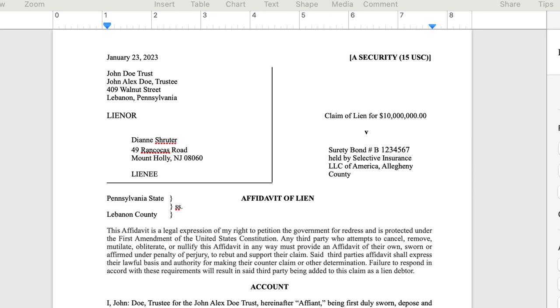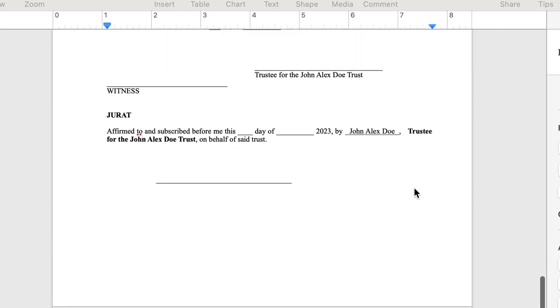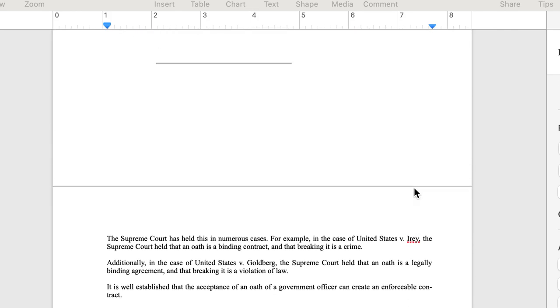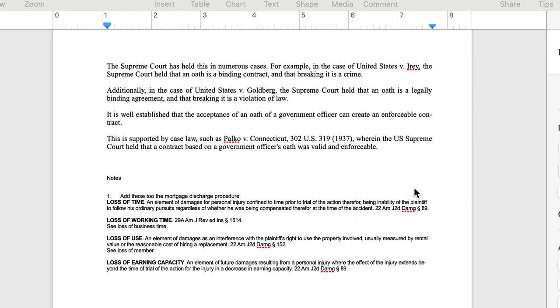I'm just saying this so you can see that at any time you can accept that oath of office and create a binding and enforceable contract, especially if what you're doing is lawful. If what you're doing is not lawful, you probably shouldn't be doing it. I'm going to put these case laws on the screen here. These are some case laws.